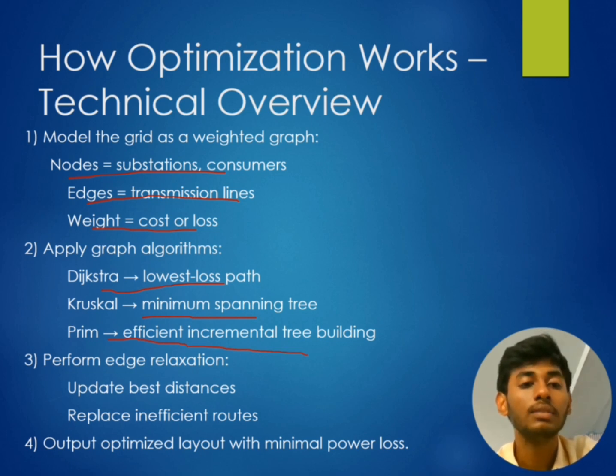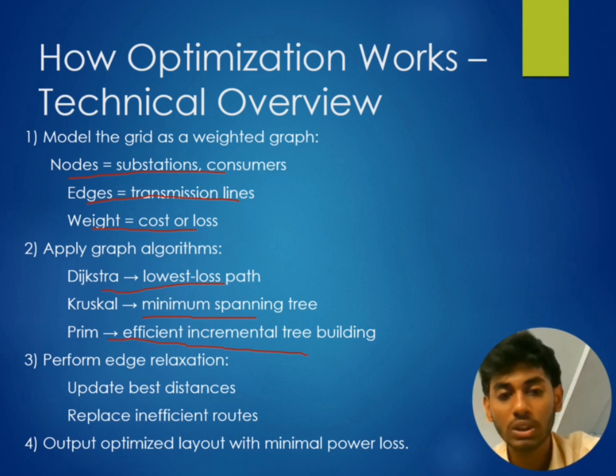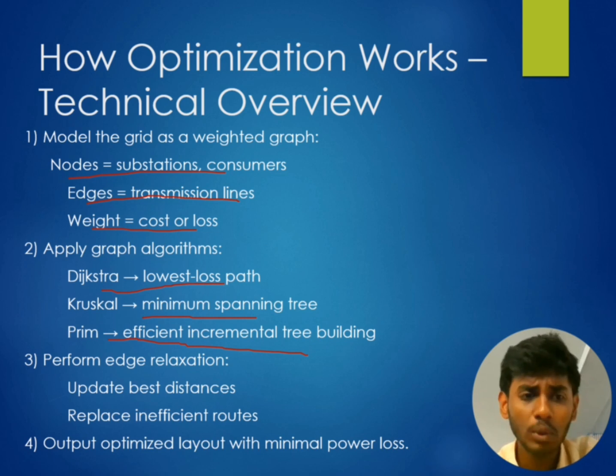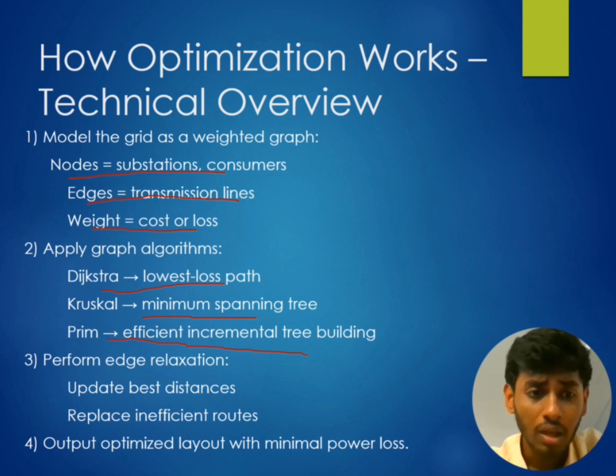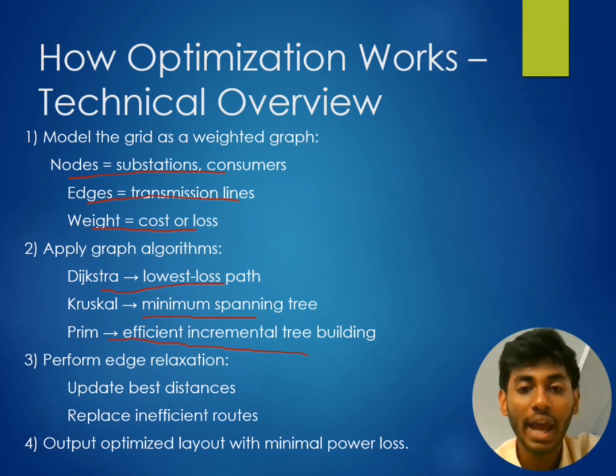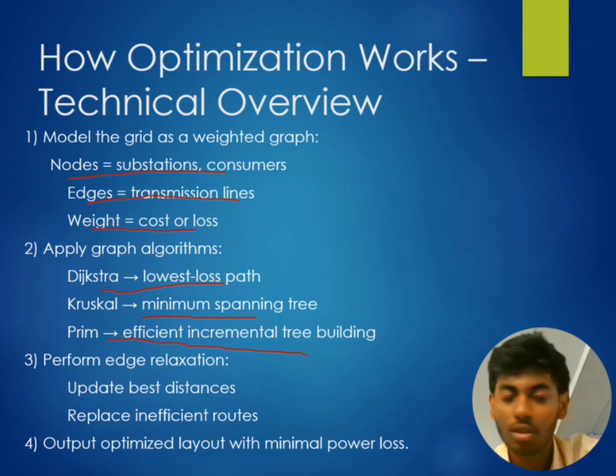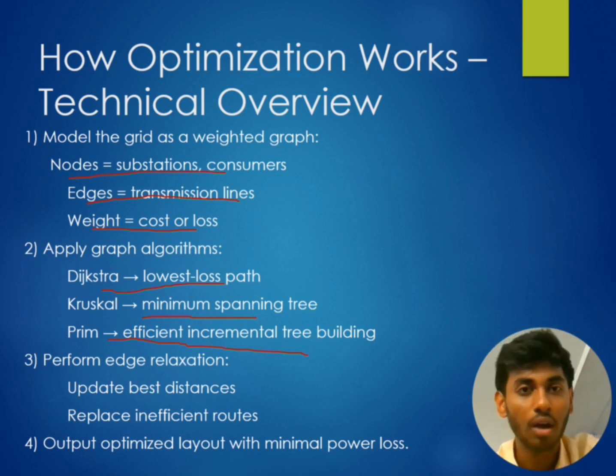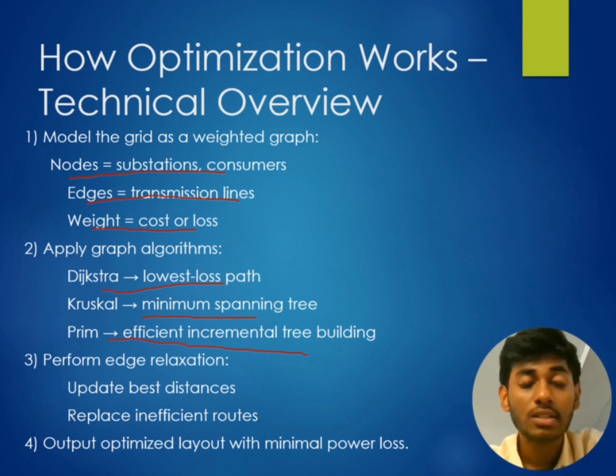The third step is the edge relaxation. Edge relaxation is crucial for how these algorithms learn. Here, the algorithm constantly explores and finds new routes while updating the best known path. It regularly asks, is this new path better than the one I already have? If it is, it replaces it with the efficient route.